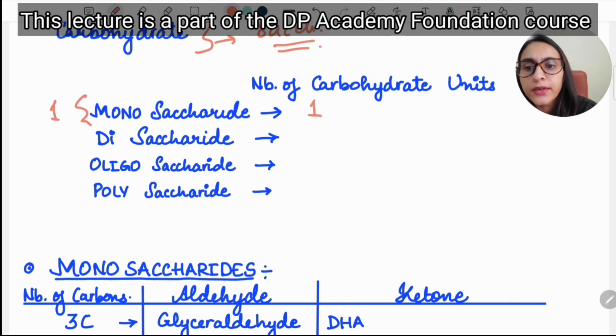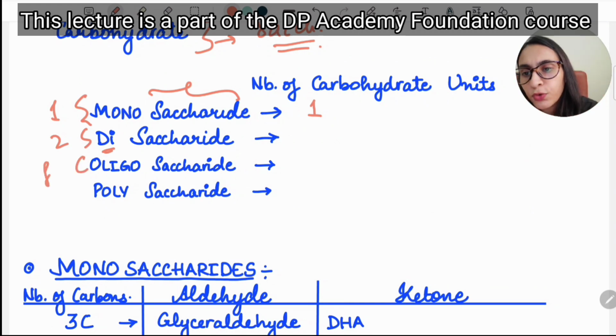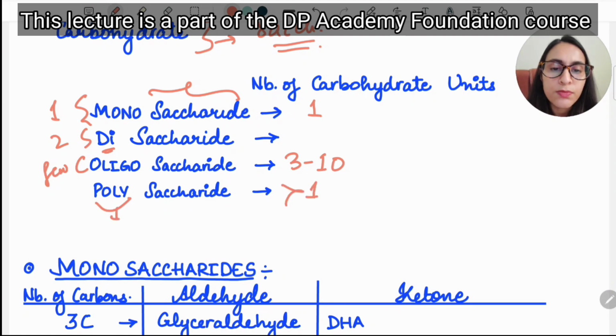Mono word means one, di means two, saccharide word means carbohydrate. So based on the number of carbohydrate units, monosaccharide contains one carbohydrate unit. Disaccharide is the one that contains two carbohydrate units. Oligo word means few, so it contains 3 to 10 carbohydrate units. And polysaccharide, poly means many, so it contains more than 10 carbohydrate units.